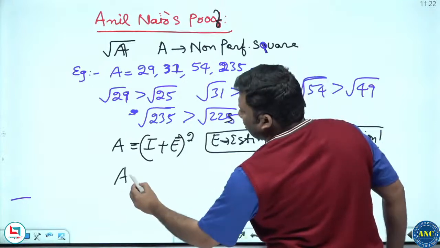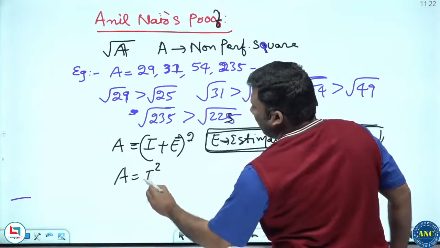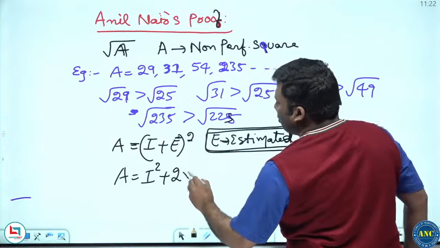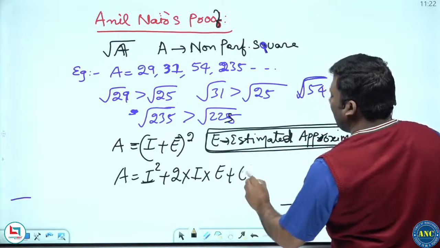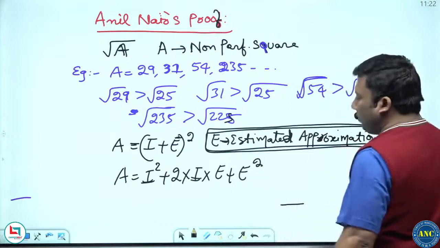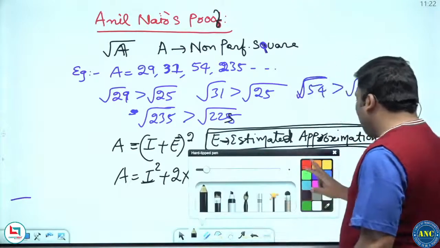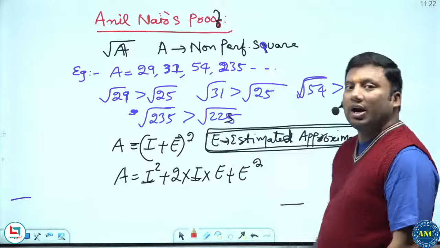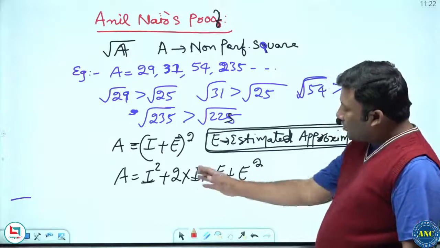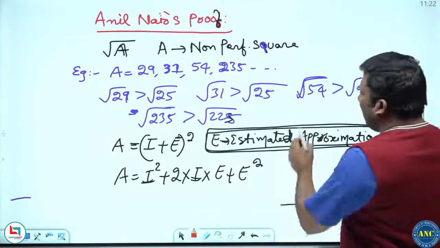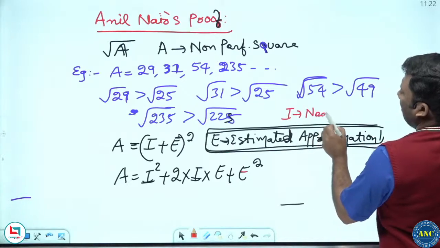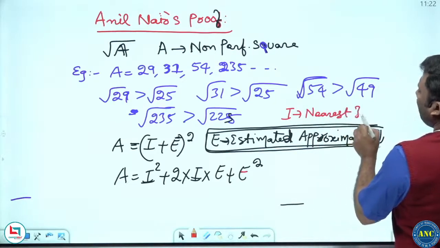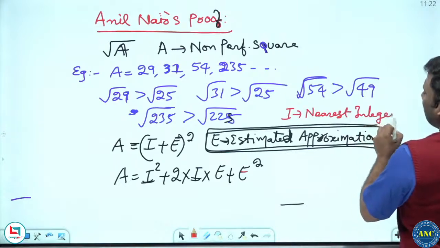So A is nothing but I square plus 2 into I into E plus E square. (A plus B) whole square is A square plus 2AB plus B square. I hope the concept is clear. I square plus 2 into I into E. I is the nearest integer.